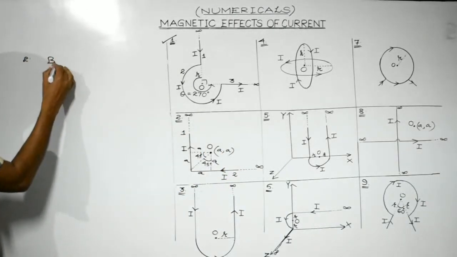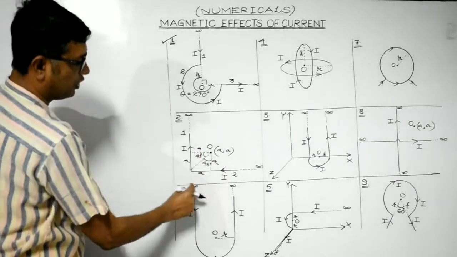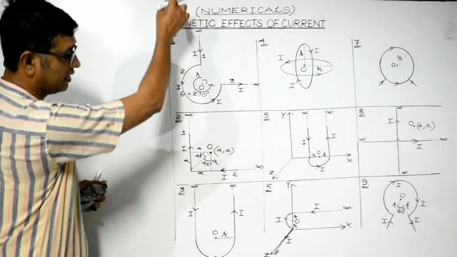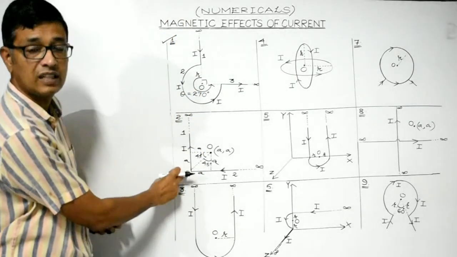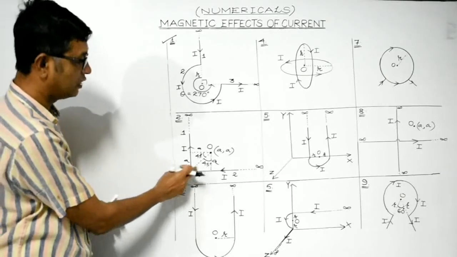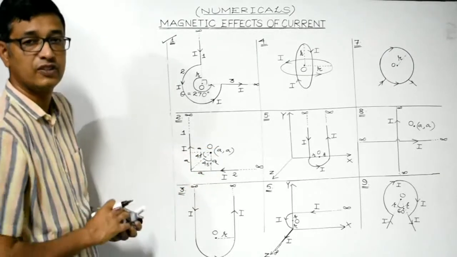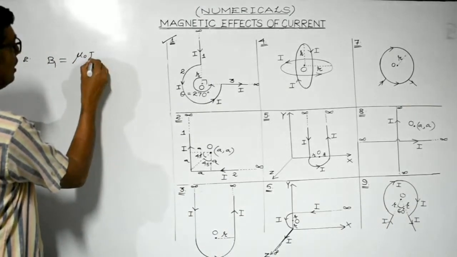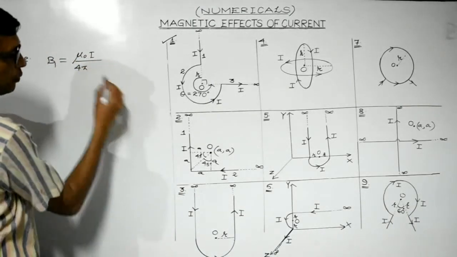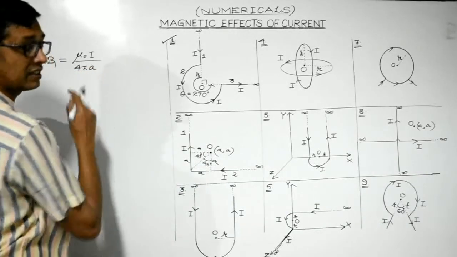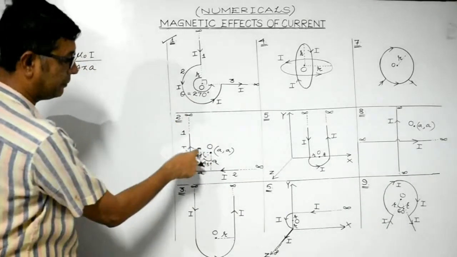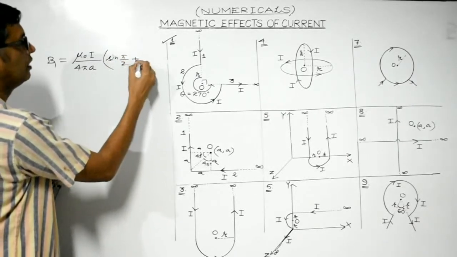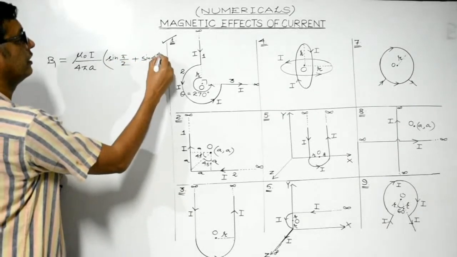So let's first calculate B1. Magnetic field at point O due to this section. It's a straight conductor. One end is extending to infinity, the other one is having a fixed point. And this end is making an angle of 45 degree with this reference line. So what's the formula? It is mu naught I divided by 4 pi perpendicular distance, that is A, sin 90 plus sin 45 degree. It is sin 90, which will be 1, plus sin 45 degree.